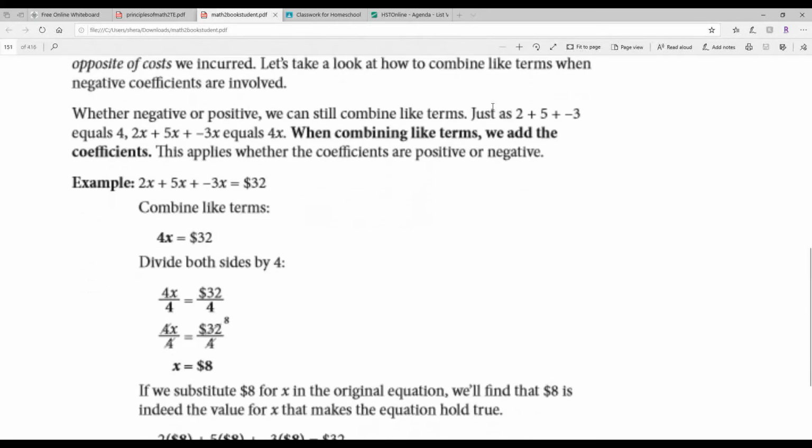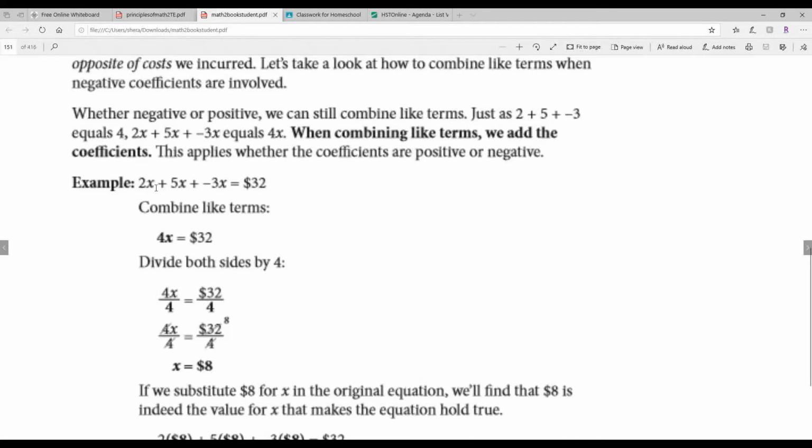Okay, whether negative or positive, we can still combine like terms. Just as 2 plus 5 plus negative 3 equals 4, then 2x plus 5x plus negative 3x equals 4x. When you combine like terms, you add the coefficients. And this applies whether they're negative or positive.